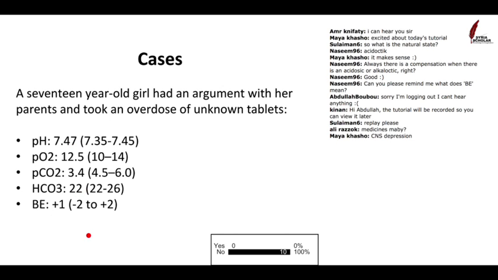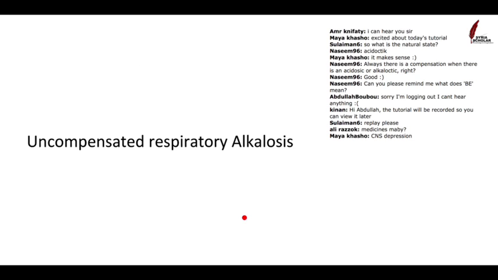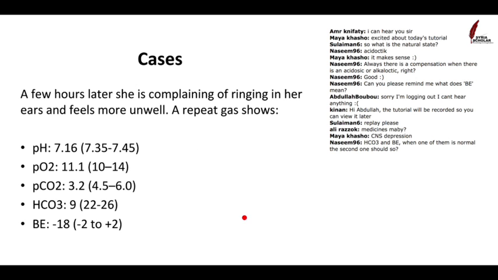Is there any compensation happening yet? Are her kidneys compensating for the respiratory alkalosis by losing bicarbonate? Good, there's no compensation happening, and the O2 levels in this patient are normal. So this person's having an uncompensated respiratory alkalosis as we had last time. But with this person, as things go on, she's got her uncomplicated respiratory alkalosis that you initially diagnose. But then a few hours later, she starts complaining of hearing ringing in her ears and she's starting to get a bit more unwell. So you do another arterial blood gas sample, and this is what you see.